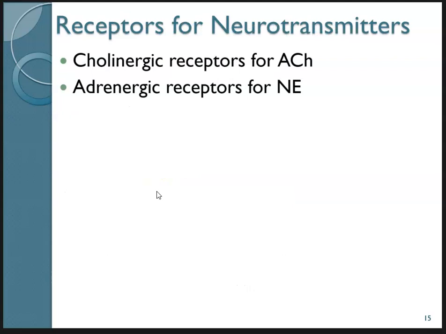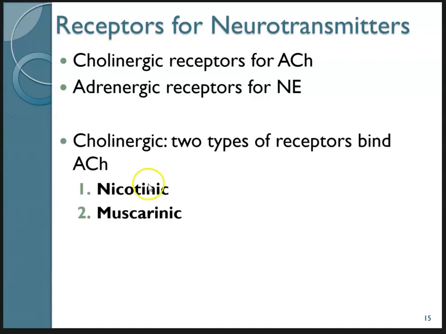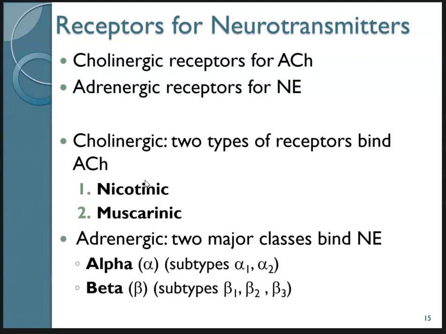Okay, so now we're going to talk about the receptors to them. So cholinergic receptors will be ones that will receive and be sensitized by acetylcholine, while adrenergic receptors will receive norepinephrine and respond to that. Let's look at the cholinergic receptors. We have nicotinic and muscarinic. While adrenergic, there are two major classes and then there are subtypes. The major classes are alpha and beta. The subtypes are alpha 1, alpha 2, beta 1, beta 2, and beta 3.